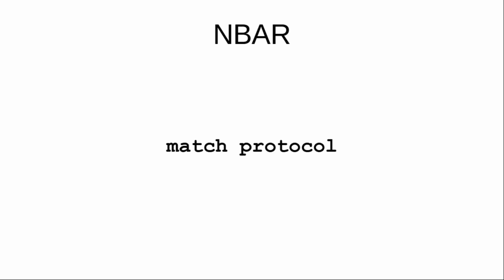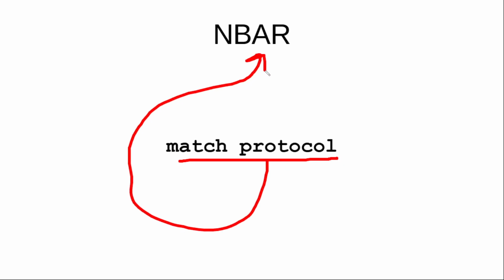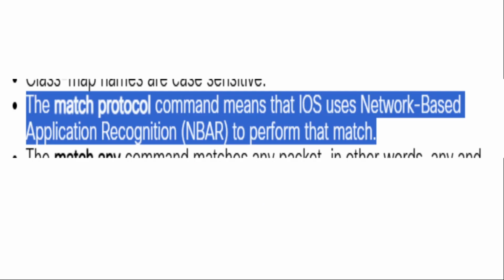So you can avoid using access control lists if you rather use the match protocol command for your class maps. Match protocol is a part of NBAR. So use match protocol because it is a lot more powerful tool. If we examine the Cisco documentation, it says that the match protocol command means that the IOS will use NBAR, which stands for Network-Based Application Recognition, to perform that match. So we are going to use NBAR rather than access control lists. So let's go and do that.